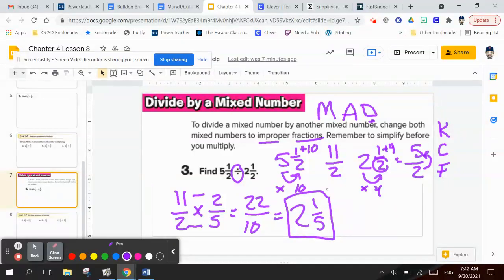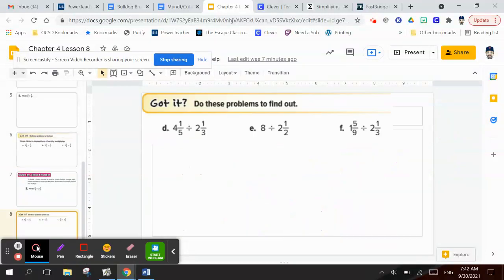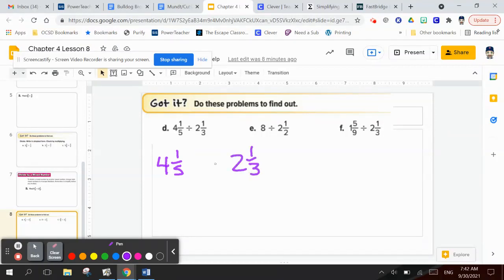A little bit more work when you have two mixed numbers because you have to change both of those to improper fractions. Look at letter D. We have 4 1/5 divided by 2 1/3. So we're going to change both of those to improper fractions before I multiply. So again, MAD, multiply, add, denominator. So I take 4 times 5, which is 20.